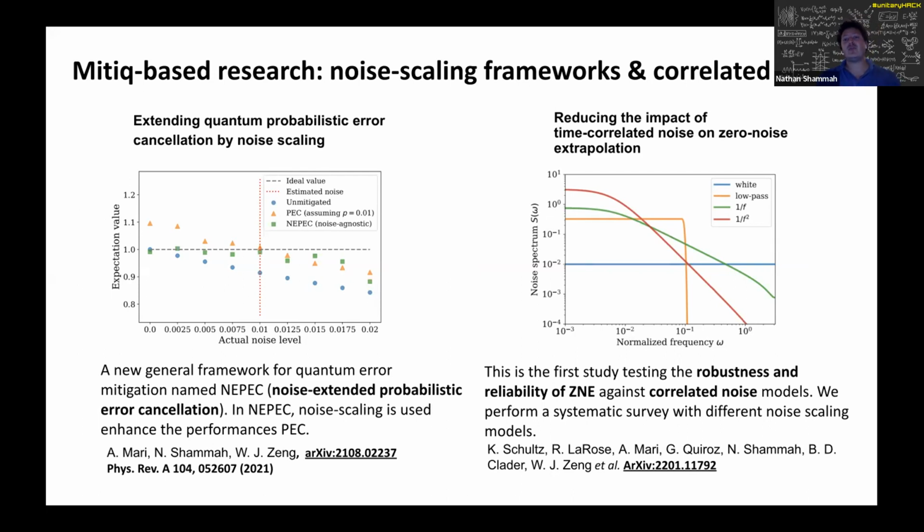And on the right you can see a manuscript on the arXiv right now under review, validating the robustness and reliability of zero noise extrapolation against correlated noise, benchmarking it with different noise scaling models, not only at the gate level but also at the pulse level. You see in the plot on the right the different noise spectrums that we studied, from pink noise to low pass filters to white noise.